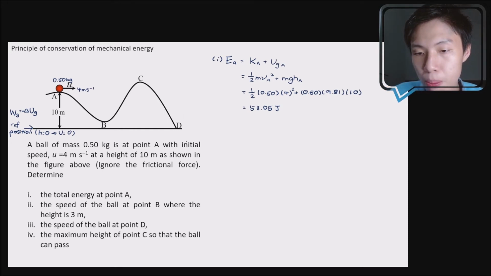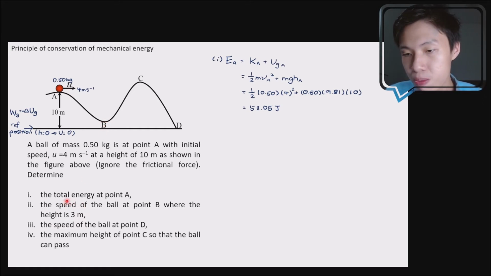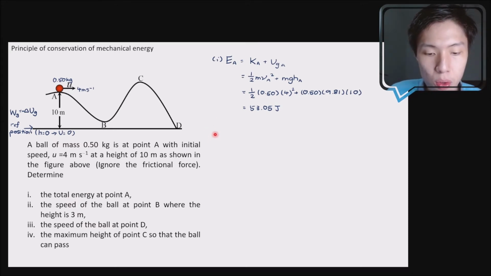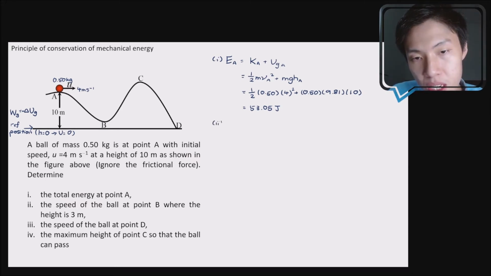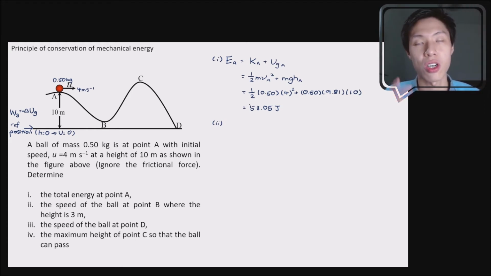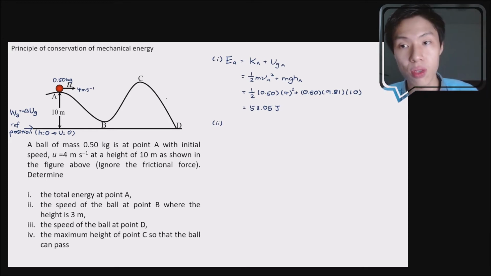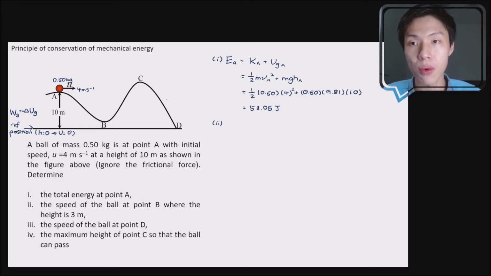Next, question 2. The speed of the ball at point B, where the height is 3 meter. So point B has a height of 3 meter above the ground. They are asking for the speed of the ball at point B. Well, we'll be using conservation of mechanical energy over here, but I won't be explaining why the mechanical energy is conserved in this situation. If you wish to know why, you can refer to the previous video, example 1, because in example 1 we looked at the conservative forces and non-conservative forces acting on the ball.